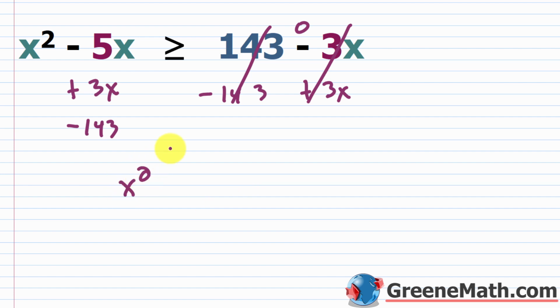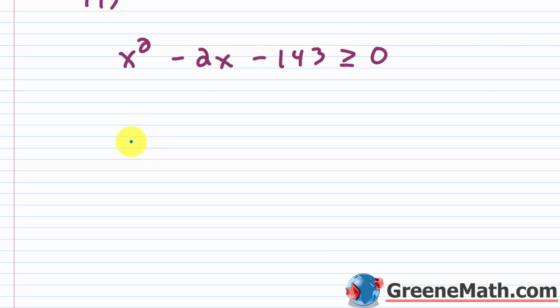So you have x squared. Then you have negative 5x plus 3x, which is negative 2x. Then minus 143. And this is greater than or equal to 0. So let's just leave a space and say x squared minus 2x minus 143 is equal to 0.